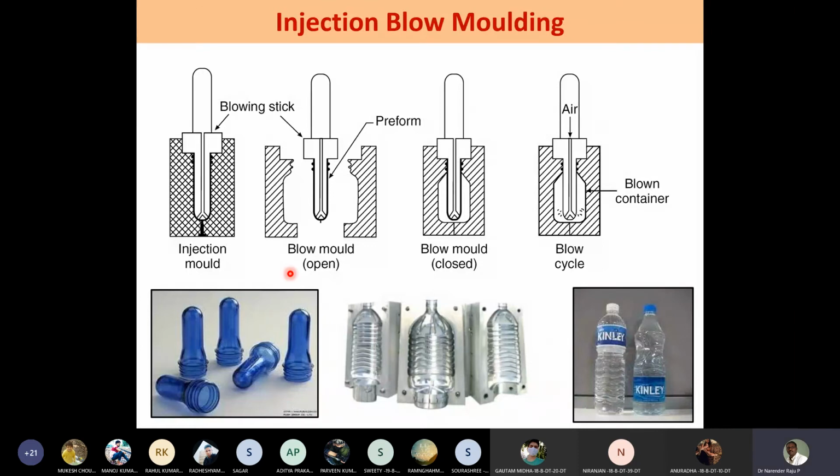Right? So you can see how a preform is injected. Later, it is blown with air in its softening condition, and at the end, you can achieve a bottle or any other container of the shape that is present in the cavity.